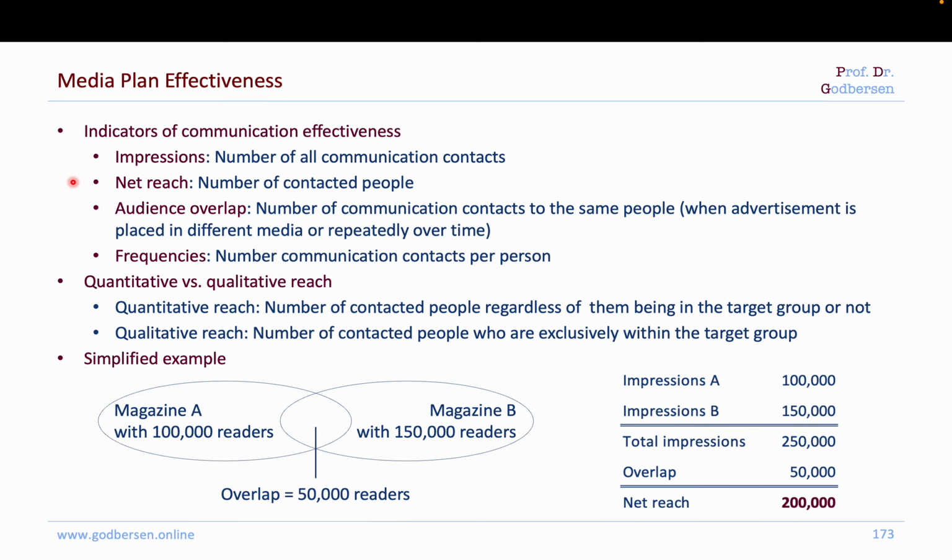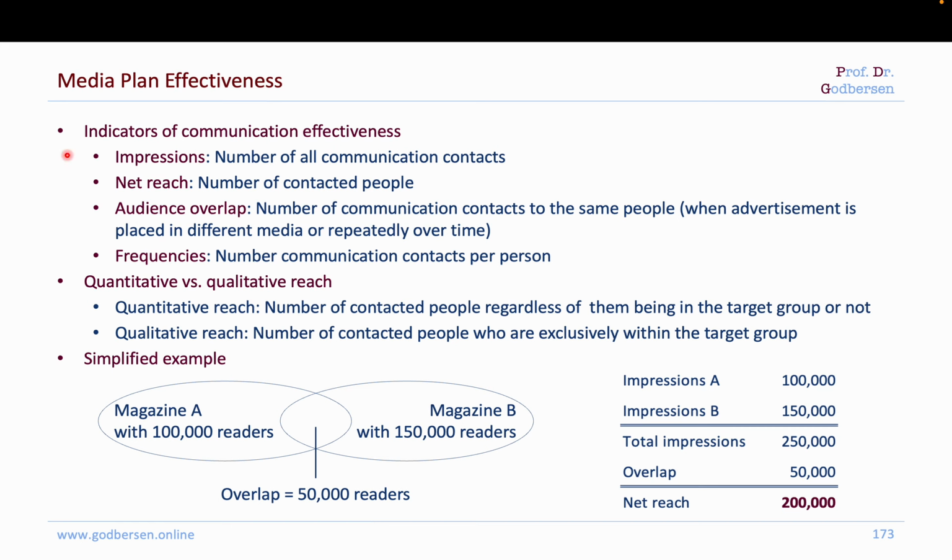The key indicators of communication effectiveness are the impressions, so how many contacts do we have; the net reach, how many people did we contact; the audience overlap, if we book more often than once, so that is the number of communication contacts of the same people when we're booking advertisements in different media or at different times. And then the frequency, the number of communication contacts per person. Think back of the advertising pressure I was just talking about.